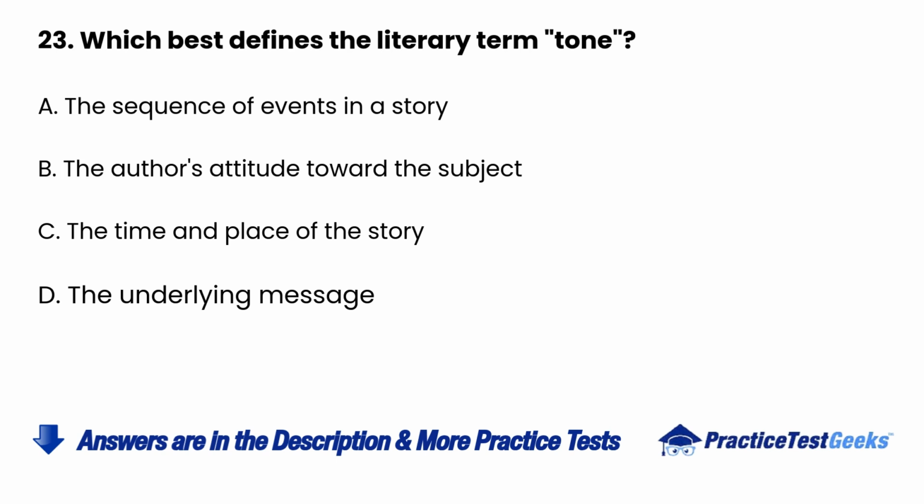23. Which best defines the literary term tone? A. The sequence of events in a story. B. The author's attitude toward the subject. C. The time and place of the story. D. The underlying message.